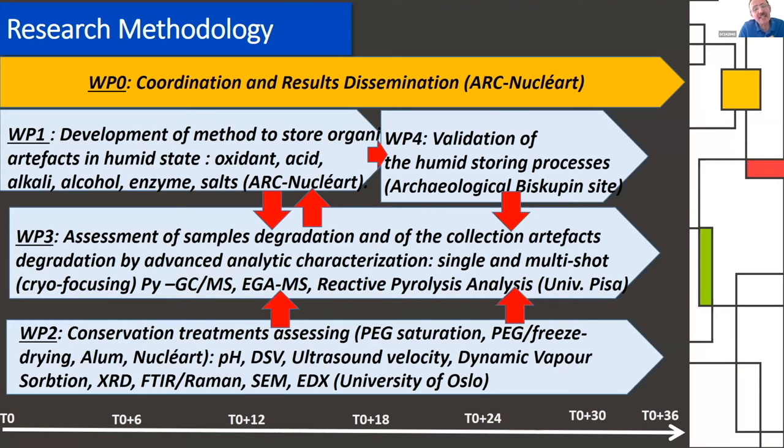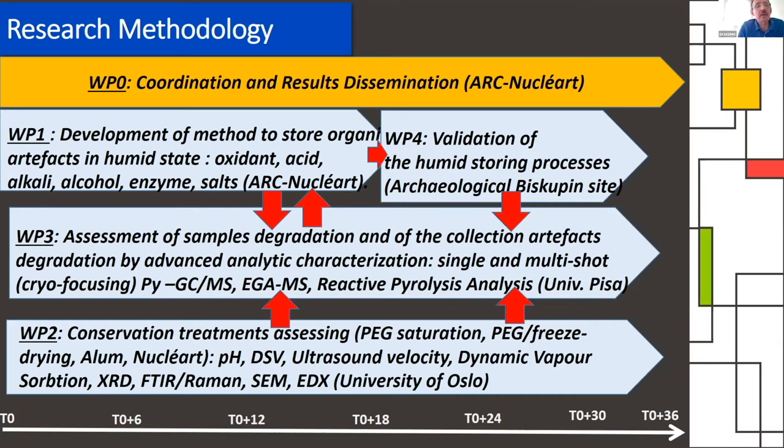Several assessment techniques will be used, well suited for monitoring in museums. So those are simple techniques. The measurement of the pH of the surface, the DSC technique, the ultrasound velocity, dynamic vapor sorption to know the sensitiveness of the material to the humidity, X-ray diffraction, infrared and Raman spectroscopy, electron microscopy, EDX. All this work, all these developments of assessments, will be performed by the Museum of Cultural History of Oslo, depending on the University of Oslo.